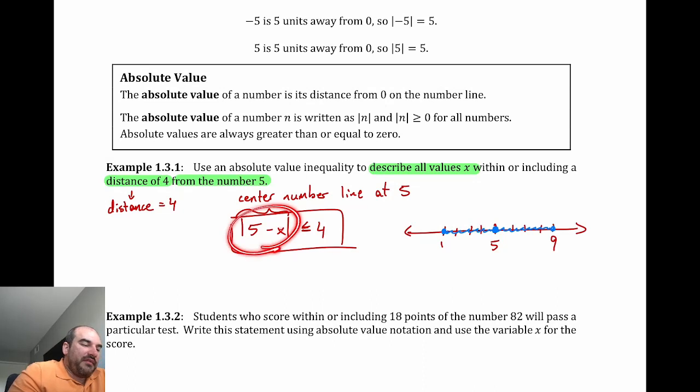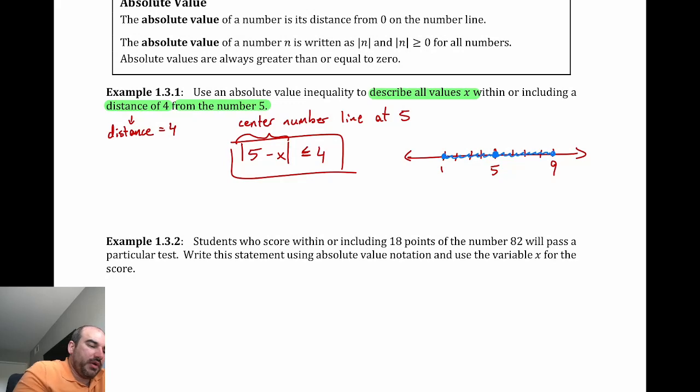So this 5 minus x centers the number line at 5, and then we do the inequality because we wanted within 4, within a distance of 4, and not exactly 4 away. If I left it as an equality, we would just get this point and this point, the one at 1 and the one at 9. We would only get those points.